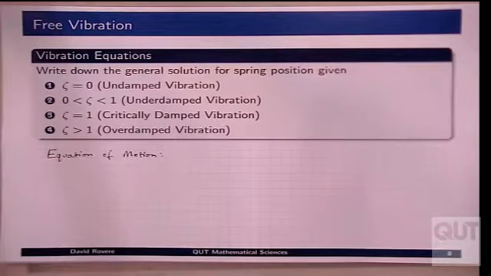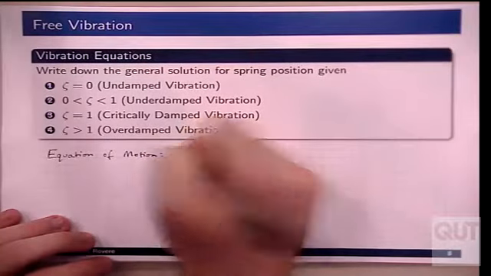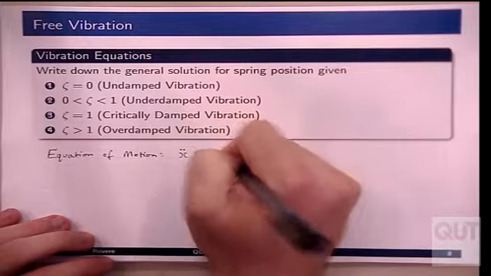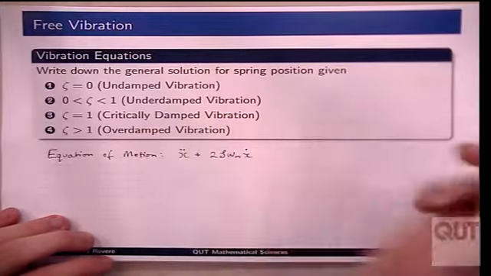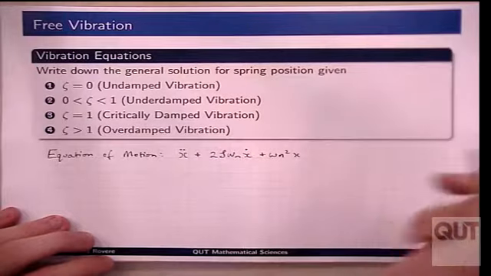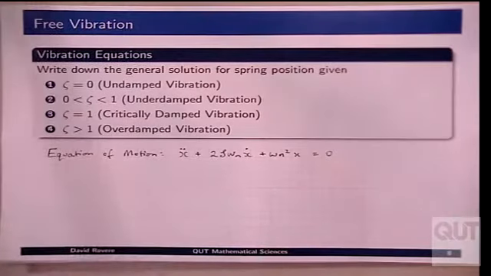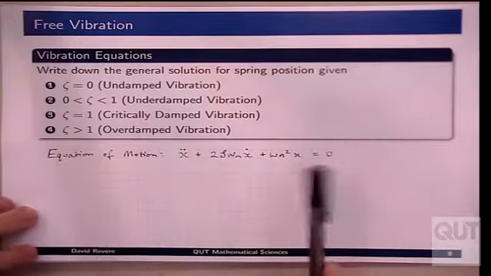So recall from the slides, the equation of motion we get for our free vibration problems can be described as x double dot plus 2 zeta omega n x dot plus omega n squared x equals 0. That's the ODE we're trying to solve. And the first step we apply whenever we're trying to solve a constant coefficient linear ODE is we write down the characteristic equation for that ODE.